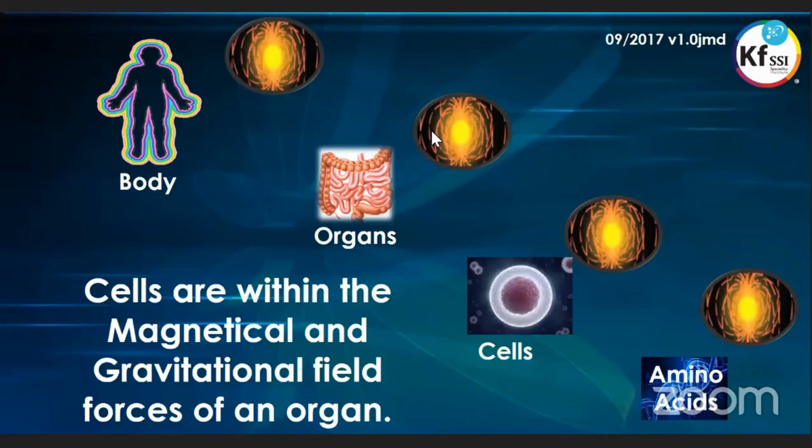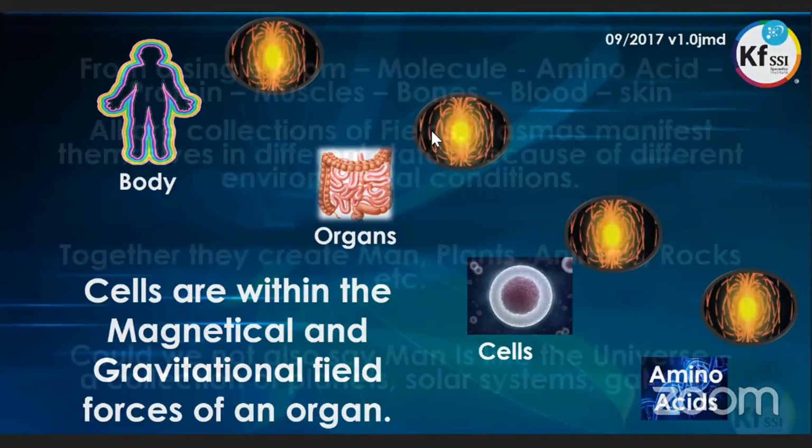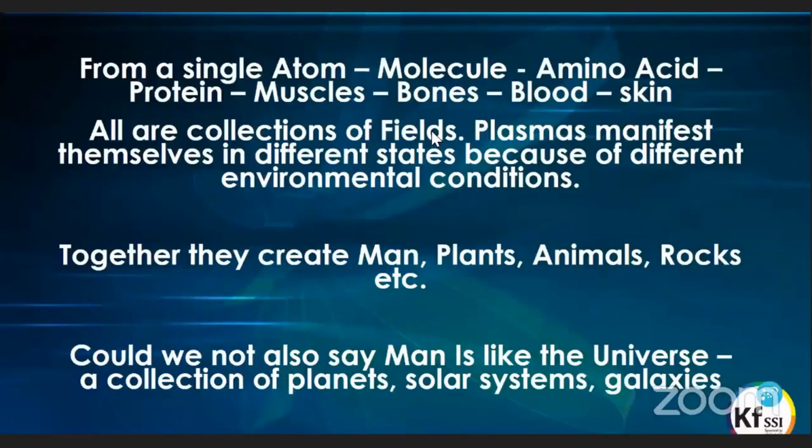So from a single atom, we get molecules, amino acids, proteins, muscles, bones, our blood, our skin. They're all a collection of fields, plasmas which manifest themselves in different states because of different environmental conditions. And together they create the man, the planets, the animals, the rocks, whether it's our sun, the solar system, our galaxy or universe. And when we look at just the way that we are made up, could we not say that man is like the universe? It's just a collection of planets, solar systems, and galaxies.